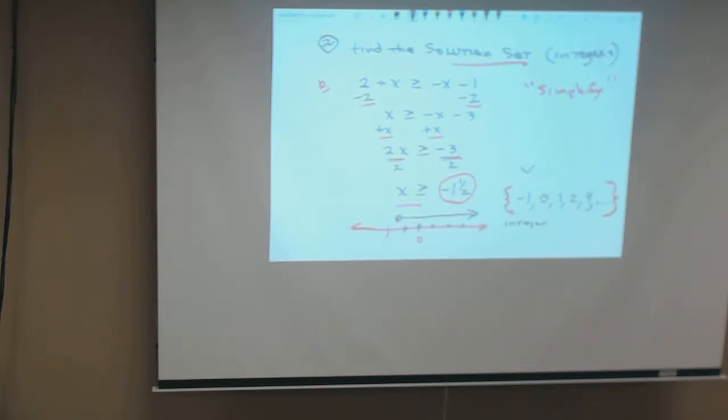So if they said, give me the solution set, you just write it in braces and go negative 1, 0, 1, 2, 3, dot, dot, dot. How many do you put in? Enough for someone to see what the pattern is.